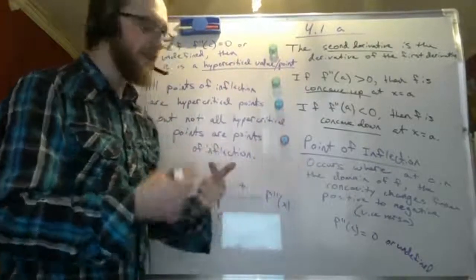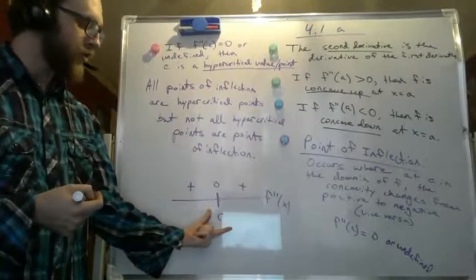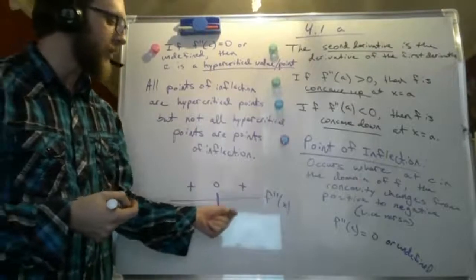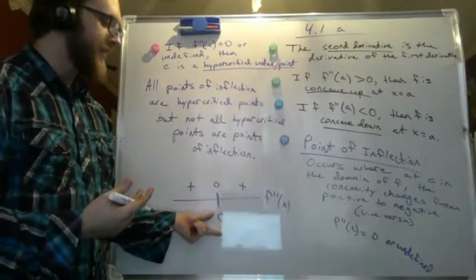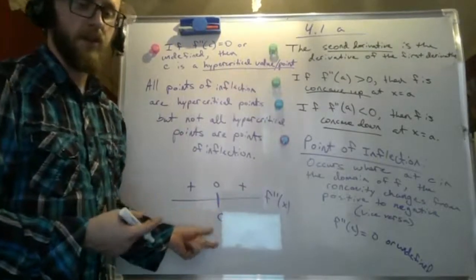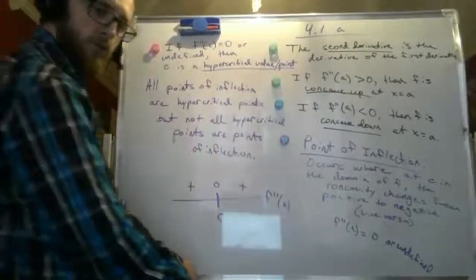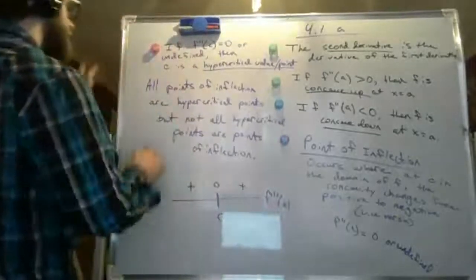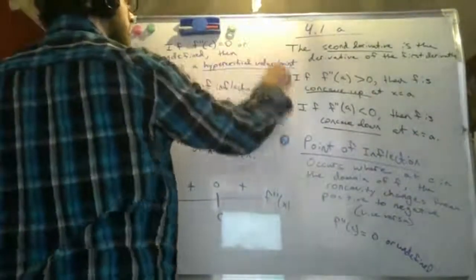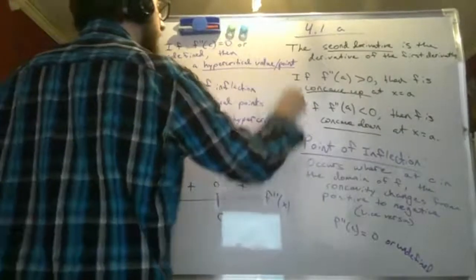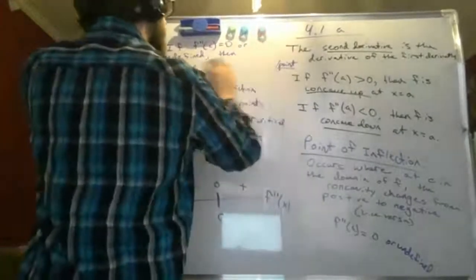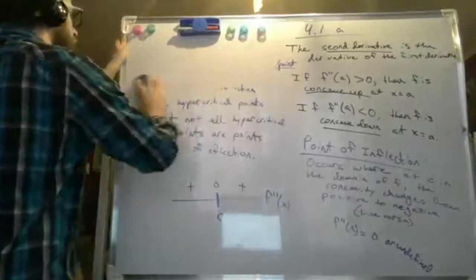So it's an important thing to test when you draw out your number lines to make sure that, yes, indeed, this is a point of inflection. It's a good thing to point out and a good thing to remember as we work through some of these examples. All right, so that covers our definitions for 4.1a. So let's go ahead and apply them and see how they work out here.